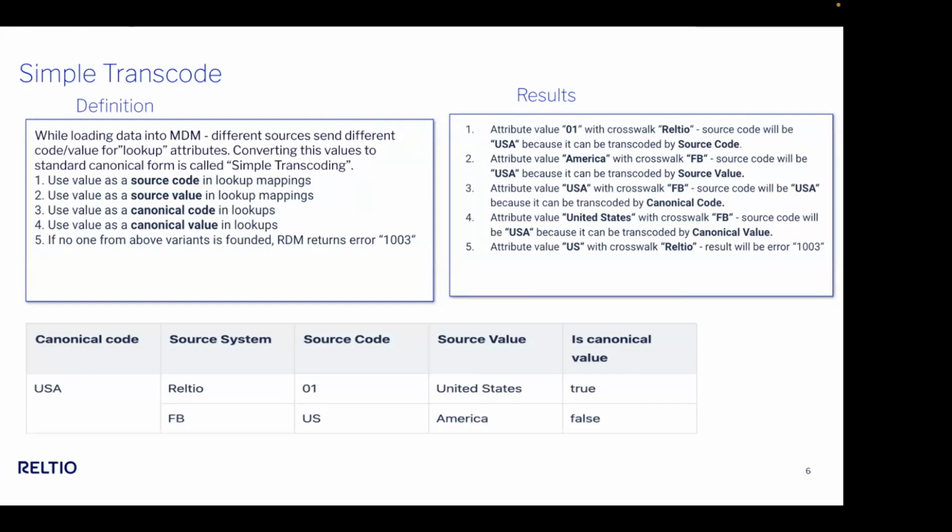What the system does is, when you're trying to load an MDM profile for a particular source, let's say I'm trying to load an MDM record coming from FB, it first looks at the country field of that incoming record: do I have the source code that I have defined for FB? Which is US, right? So it first checks for that. If the country code has US, it will accept that and convert it into USA, and that's how the transcoding will happen.